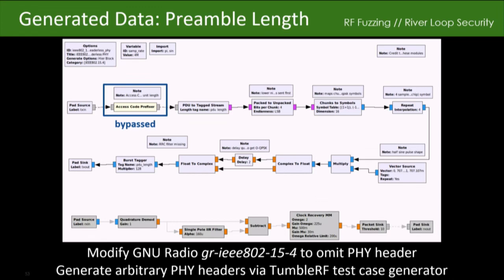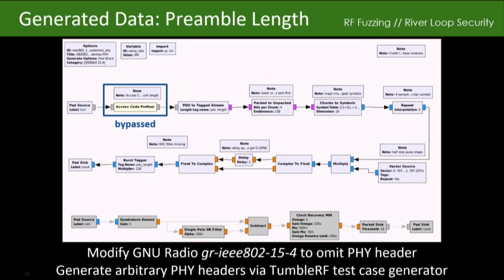So I'm using the GR IEEE 802.15.4 out-of-tree module, which is written by a gentleman named Bastian. He did a really nice job architecting it. To cut out the PHY header, all I had to do was bypass that access prefixer block. What that block normally does is append the preamble, the start frame delimiter, and the length. When you bypass that, it doesn't, which means I can then go upstream into TumbleRF and implement those values in software on the host.